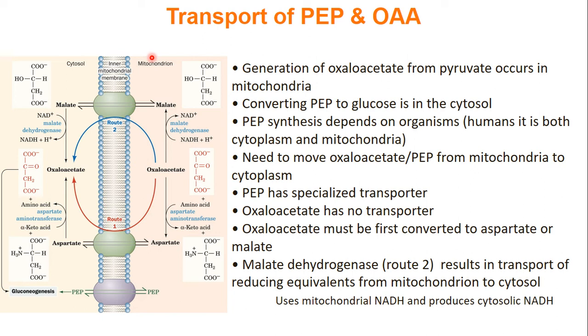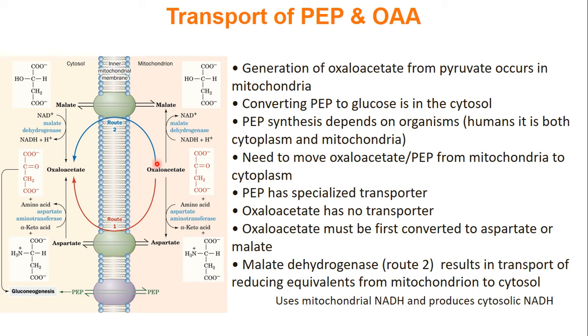Oxaloacetate does not have a dedicated transporter, so you have to do a more convoluted transport system to get oxaloacetate into the cytoplasm. You have to convert oxaloacetate either to aspartate or to malate before you can transport it out. So we have two different routes. We're going to look at route 2 first, that is converting it to malate. You convert oxaloacetate to malate, and this is done using the enzyme malate dehydrogenase.